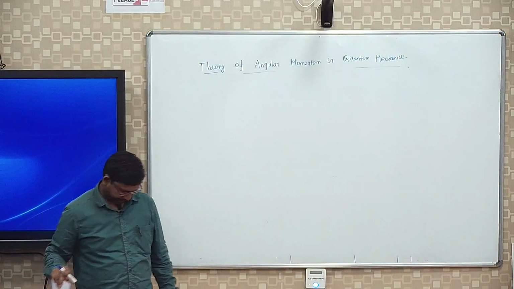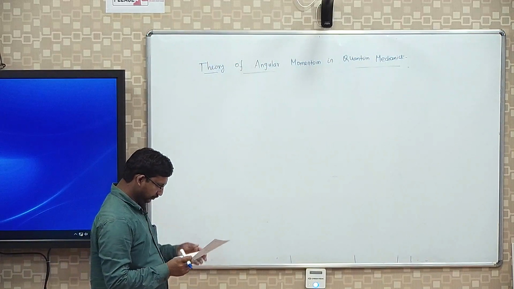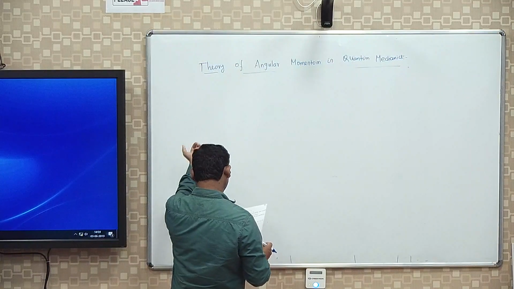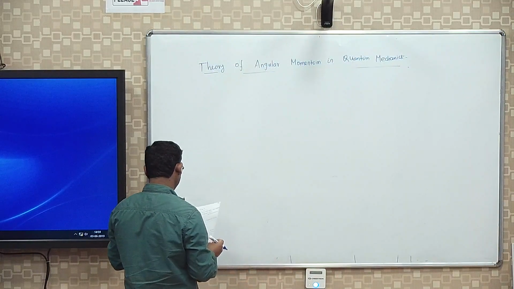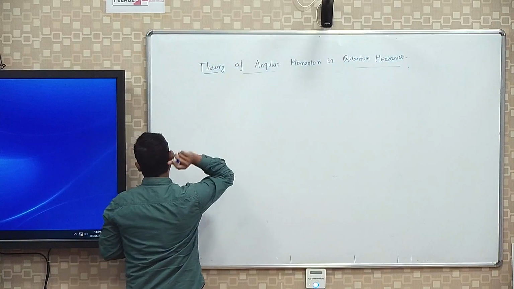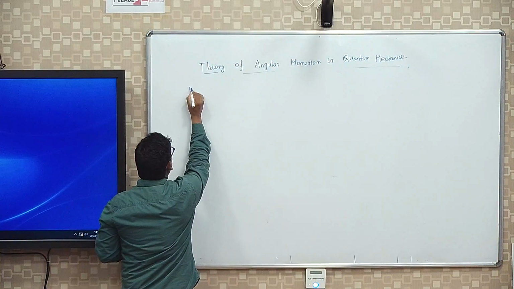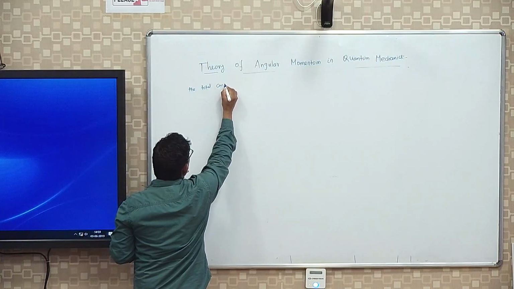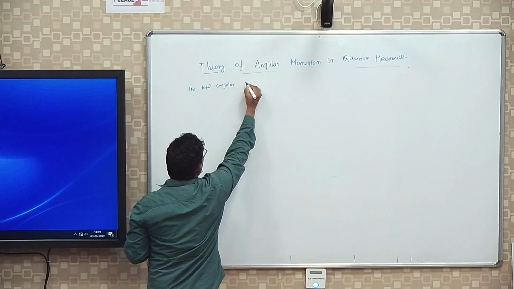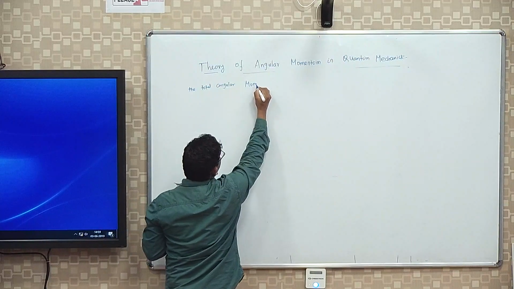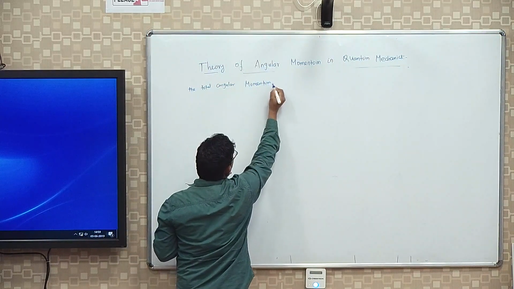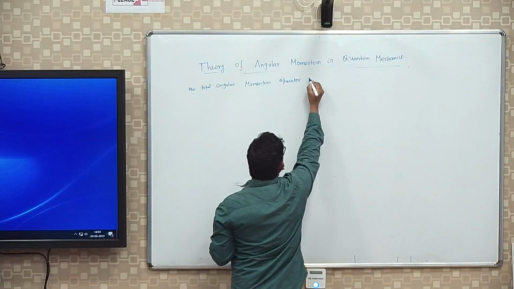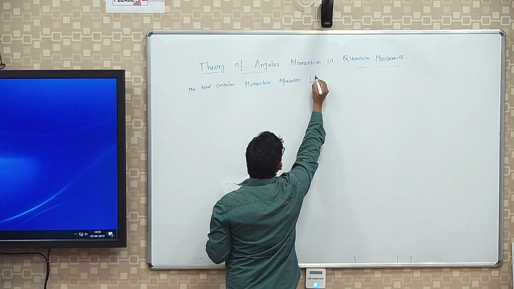Let's move to the total angular momentum operator. So, in quantum mechanics, the total angular momentum operator is represented with L square.